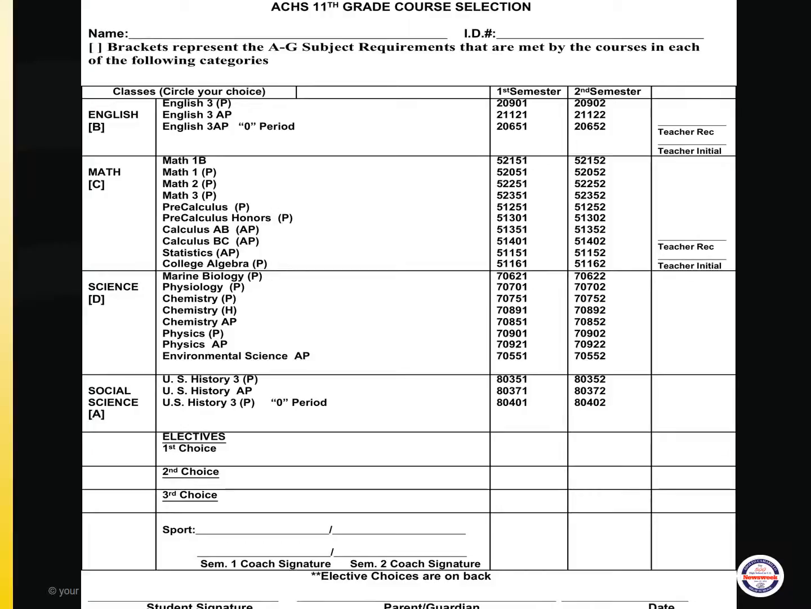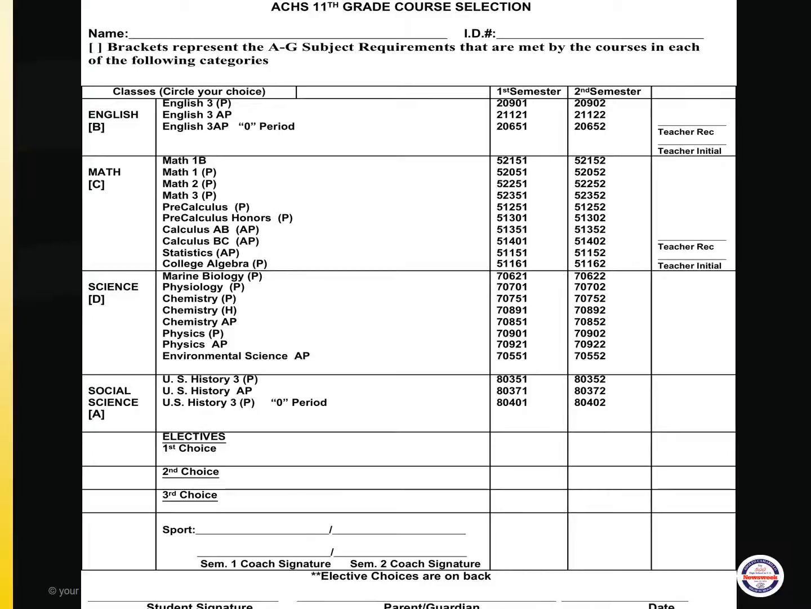You will notice there is a space in the last column where your current English teacher will need to write in the class they are recommending for you to take, as well as initial. This step is a change from last year, so please make sure you have this part filled out.